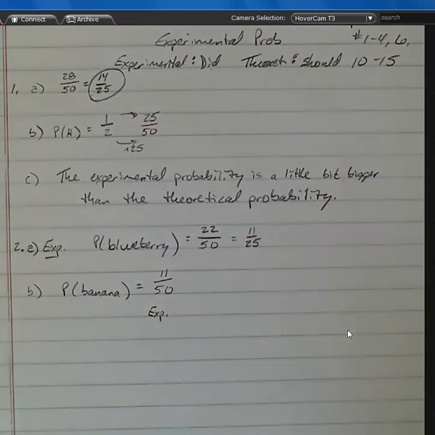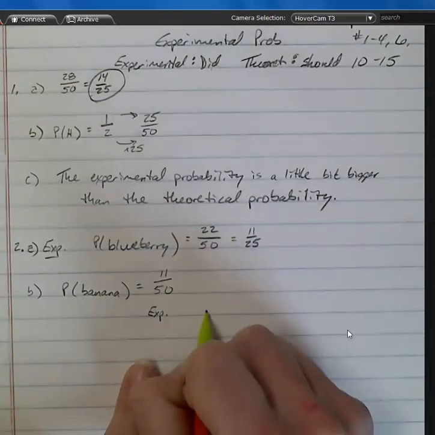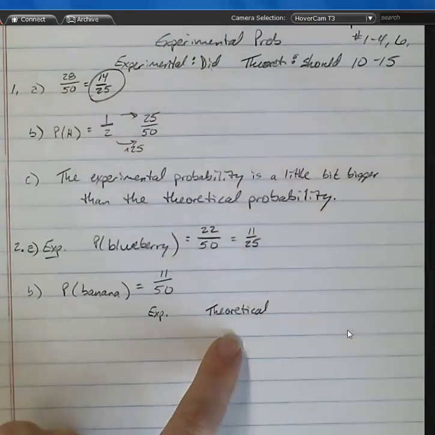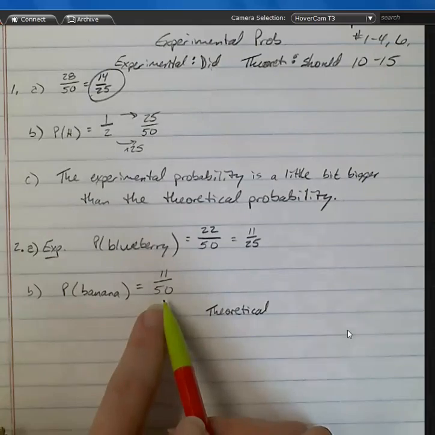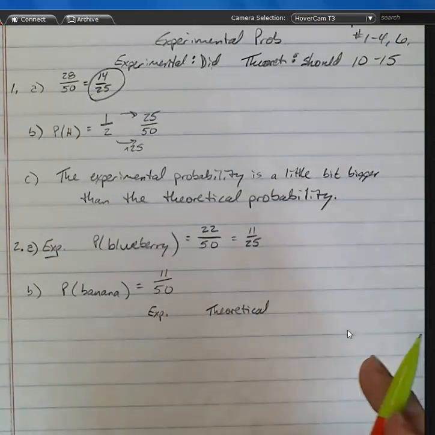What's the question asking? How many would you expect? So we're looking for a fraction. Is it going to be experimental or theoretical? Theoretical, because it's what should happen. How do we do that? If we know this many people bought banana muffins today, how are we going to figure out if there's 100 people, how many people should be buying bananas?